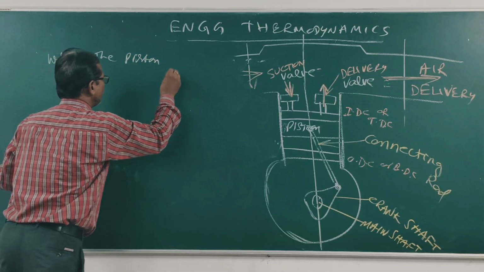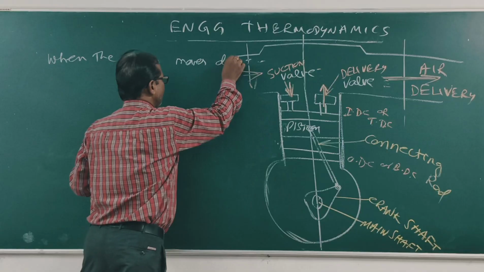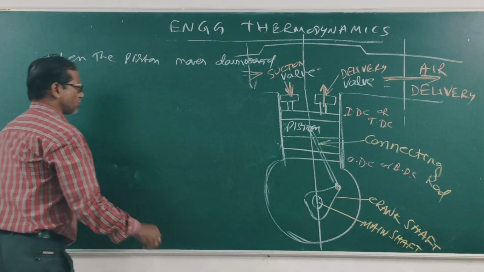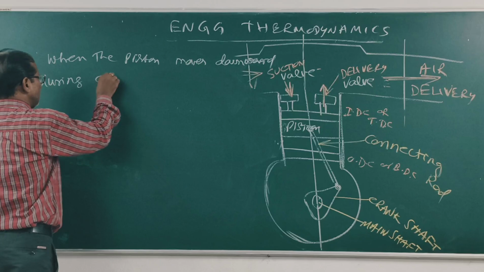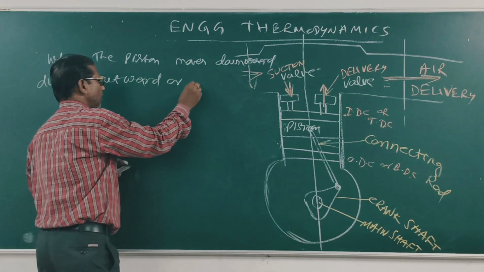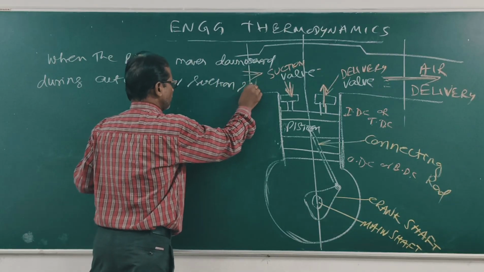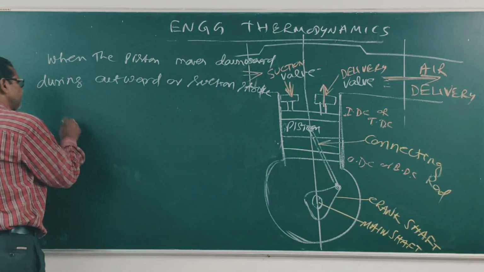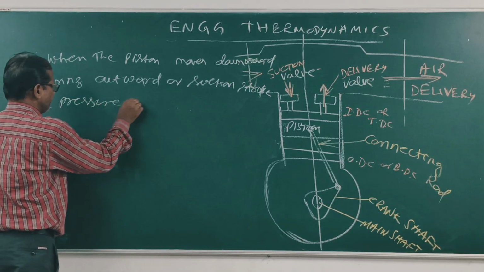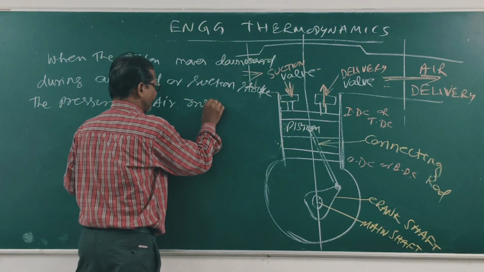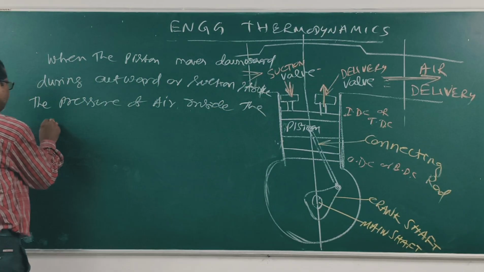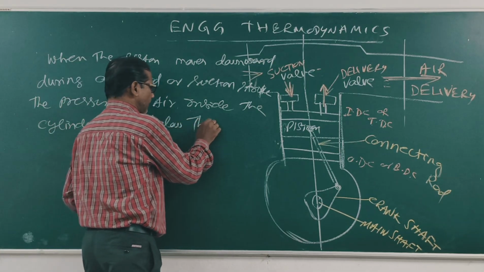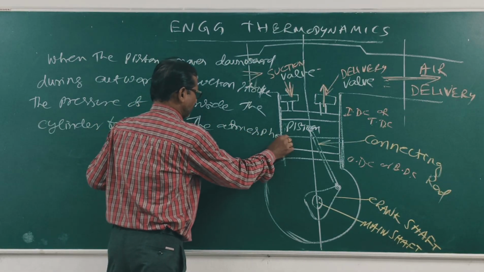When the piston moves downward during outward or suction stroke, then the pressure of air inside the cylinder falls below the atmospheric pressure.